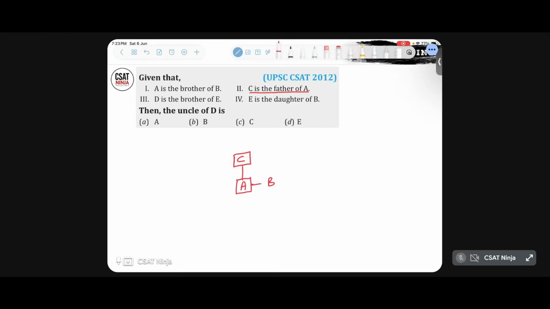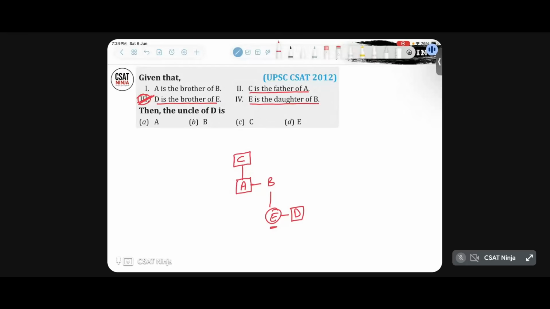Next one, D is E's brother. I don't have any relation to this one, so I can leave this for once. And let's move on to the next statement here. E is the daughter of B. That means E is the daughter of B. I can write it this way. And next one is D is a brother of E. Now I have E here. I can relate with statement number 3 there. Statement number 3 says that D is the brother of E.